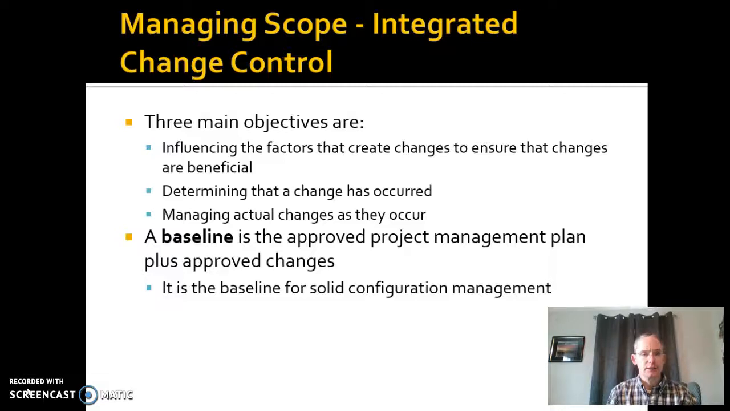3 main objectives of this are to influence the factors that create changes and ensure that those changes are beneficial, determine that changes occurred, and then manage those actual changes as they occur. So what we're trying to get at here is, remember we talked in the first week about verbal change controls. Users coming in and saying, hey, can you add this onto this? Can you do this different?